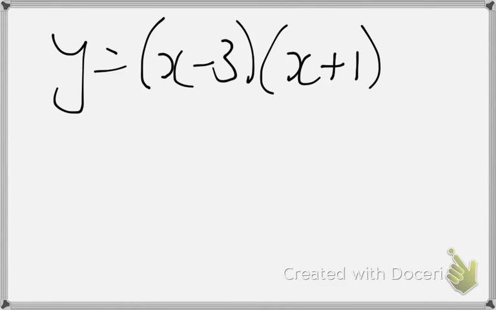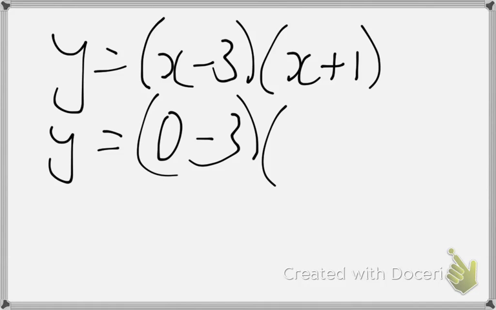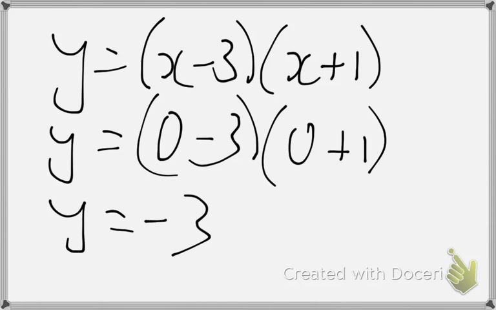If your equation is written like this, in a factorized form, you do exactly the same thing. You can replace all the x's with 0, and you will get exactly the same answer.